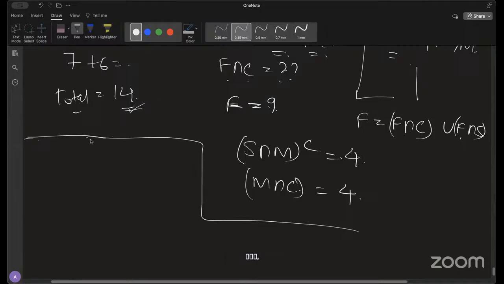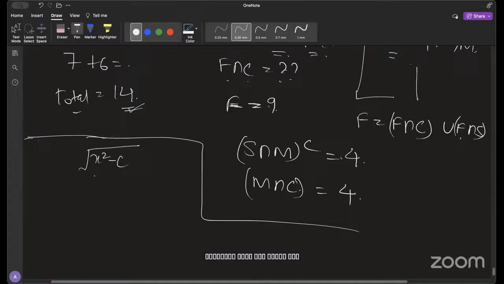What's your question? x square minus c, root of x square minus c to the whole power 1/2. Okay. What do you have to do here? What do you want to do?